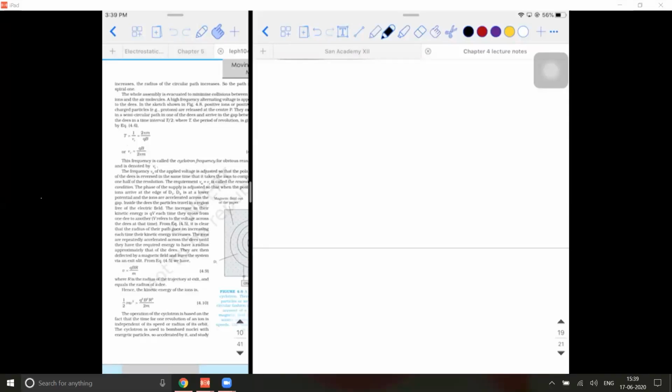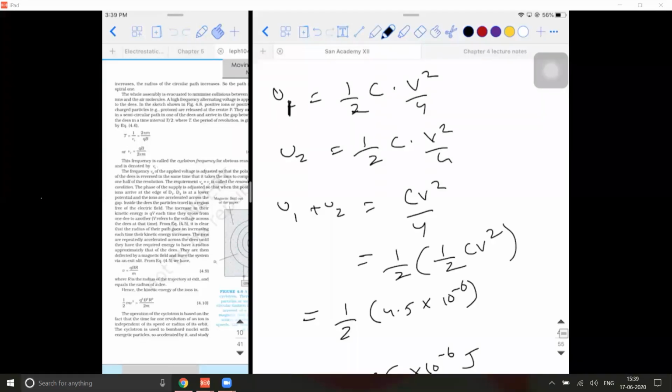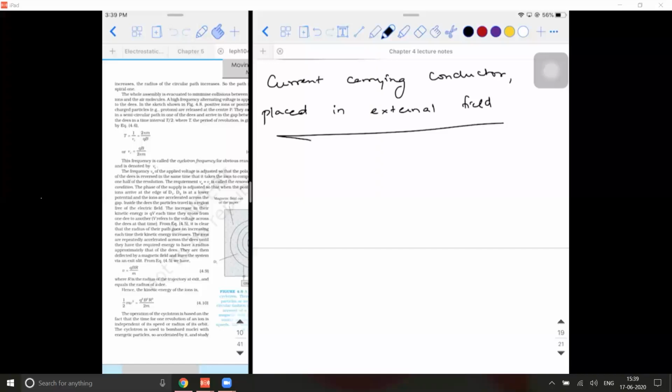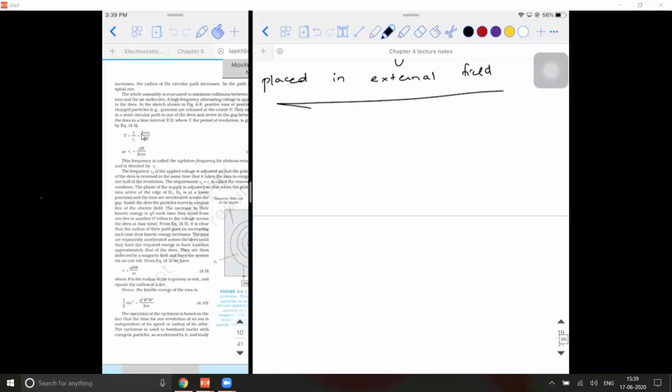So this is the third part that you need to understand. Write down the heading as: current carrying conductor placed in external magnetic field. Okay. So let's say there is a magnetic field existing like this. The magnetic field is going to be into the plane of the paper.